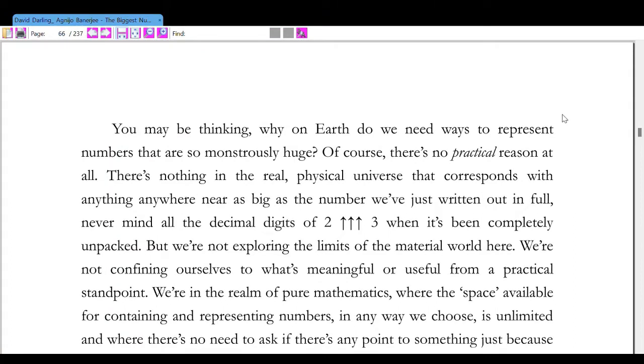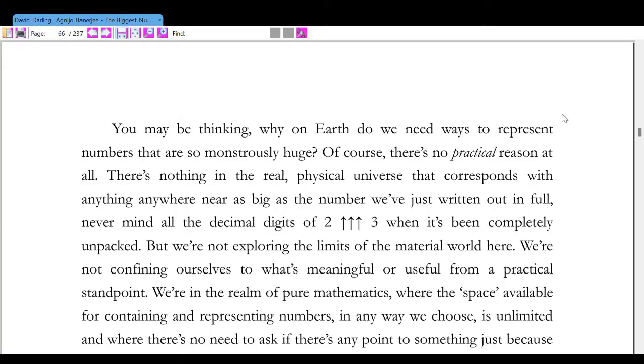You may be thinking, why on earth do we need ways to represent numbers that are so monstrously huge? Of course, there's no practical reason at all. There's nothing in the real physical universe that corresponds with anything anywhere near as big as the number we've just written out in full. Never mind all the decimal digits of 2, 3 up arrows 3, when it's been completely unpacked.